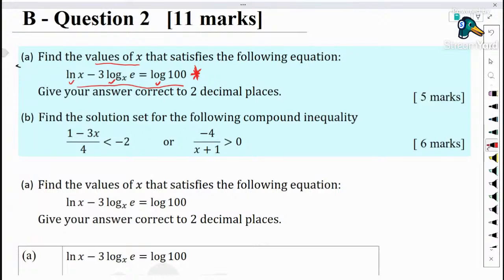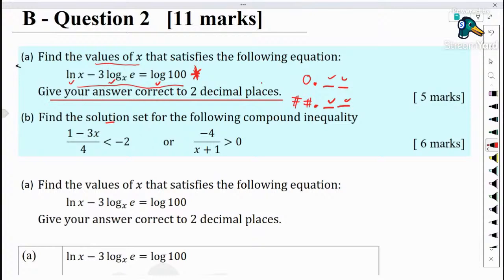And then one important instruction given here: give your answer correct to 2 decimal places. What 2 decimal places refers to is that after the decimal point, we have 2 numbers behind. I don't care whether this is 0 or there is some number in front, but always keep 2 digits behind the decimal point. So this is 2 decimal places. And how to solve it specifically, we will analyze later.